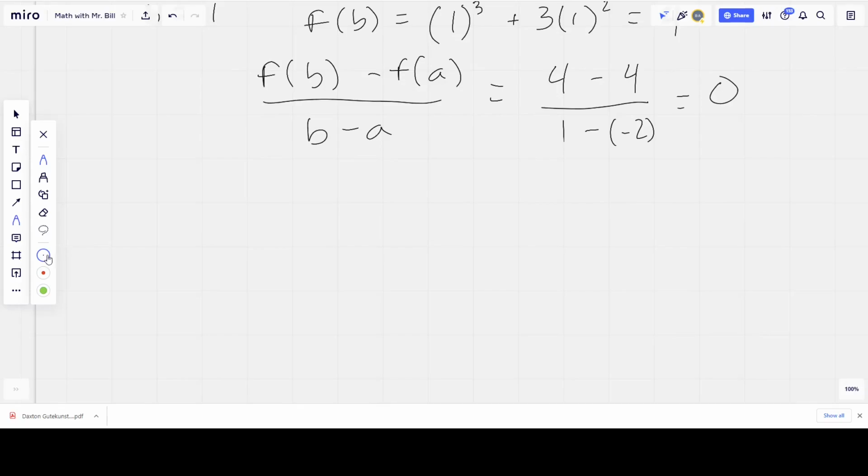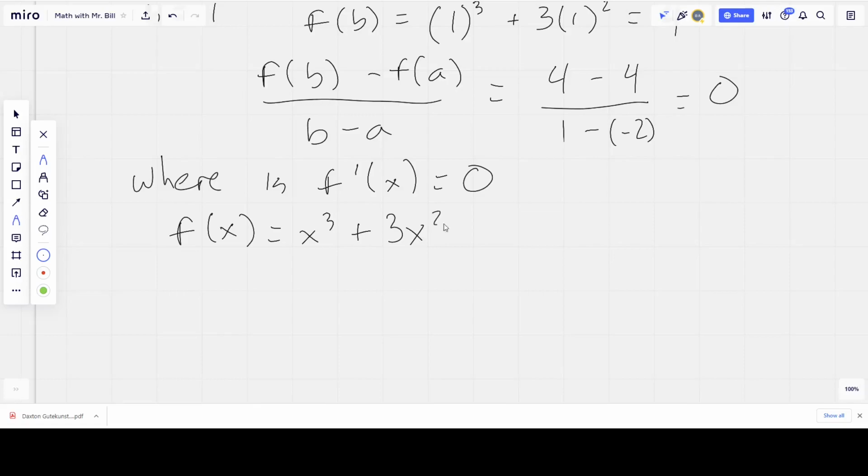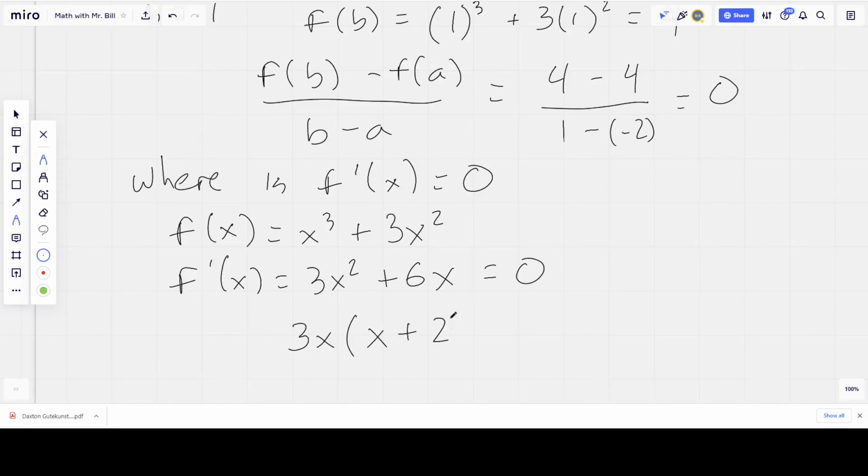So what I want to know then is, where is f prime equal to 0? Whatever I get for x, that's going to be my c value. So I need to find the derivative. If f of x is equal to x cubed plus 3x squared, using the power rule, f prime of x is equal to 3x squared plus 6x. And we'll set that equal to 0. So we can factor out a 3x here, because that's in common between the two terms. And so when we do that, we get x plus 2 as our factor.